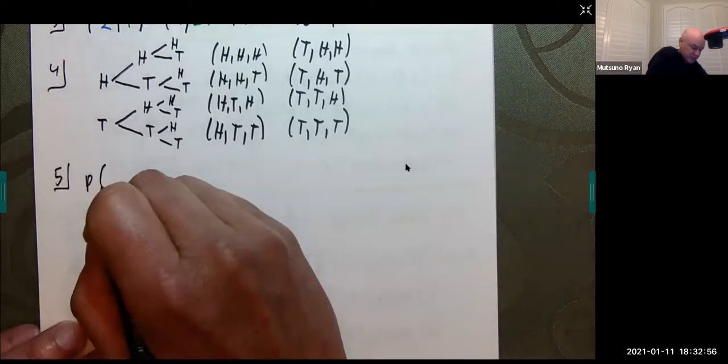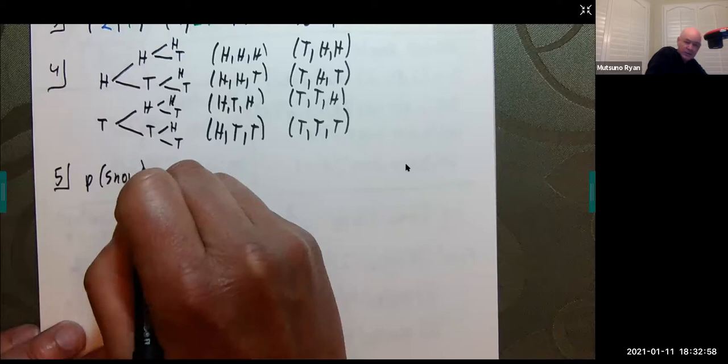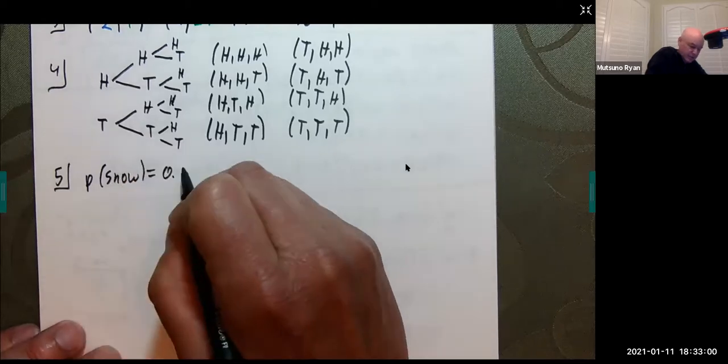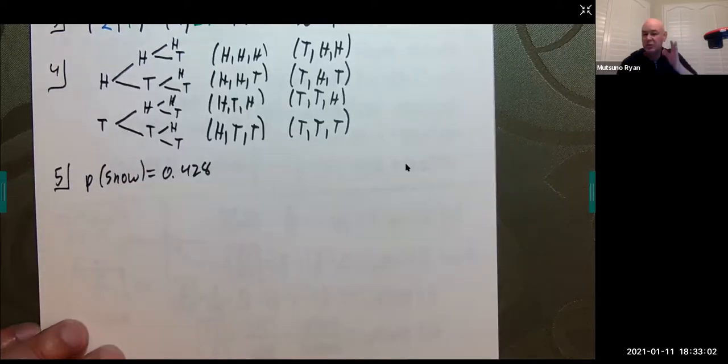Moving on to number 5. Based on meteorological records, the probability that it will snow in a certain town on January 1st is 0.428. So for number 5, the probability of snow is 0.428. About a 43% chance on January 1st in this town that it'll snow.